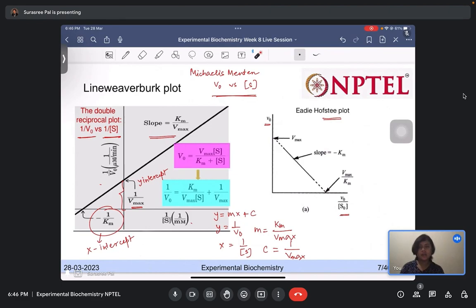So in the Lineweaver-Burk plot, the x-intercept was in the negative axis, but in the Eadie-Hofstee plot, the x-intercept and the total graph are in the positive axis. So any doubts so far?